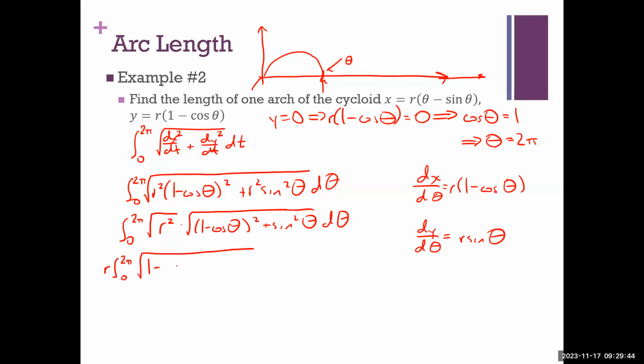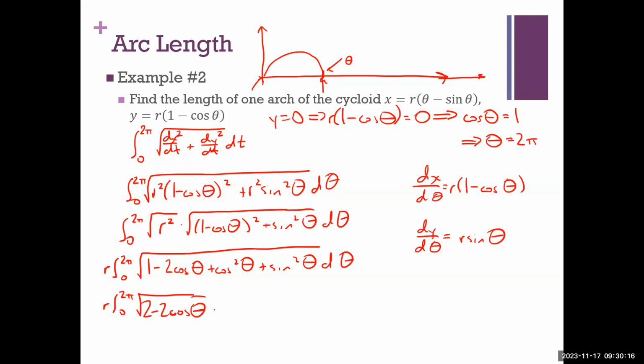So 1 minus 2 cosine theta plus cosine squared theta plus sine squared theta d theta. The cosine squared plus sine squared gives 1, so it'll be 2 minus 2 cosine. Yep, 2 minus 2 cosine theta d theta.